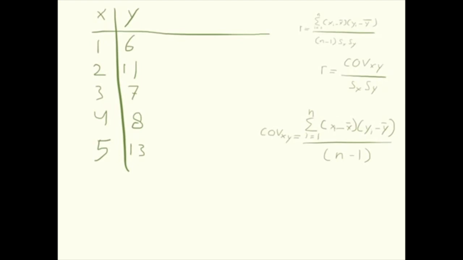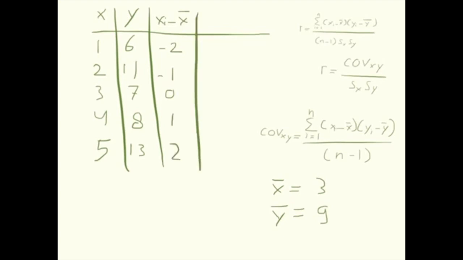So what we need is the mean of x and the mean of y. The mean of x is 1 plus 2 plus 3 plus 4 plus 5 divided by 5, which equals 3. And the mean of y is 6 plus 11 plus 7 plus 8 plus 13 divided by 5, which is 9. Next, we're going to calculate x minus mean x. The mean of x equals 3, so we get 1 minus 3 equals minus 2, and so on.